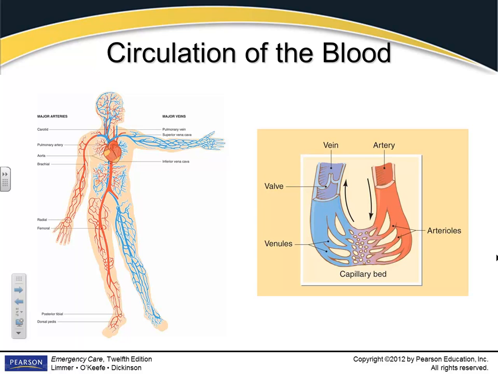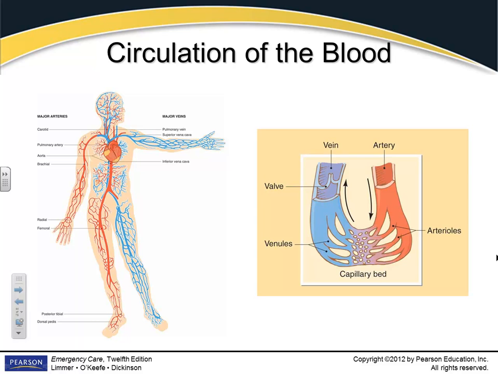So right here we've got the capillary beds, and that's where gas exchange occurs. What type of respiration occurs here? Yeah, internal respiration. Internal respiration is what occurs at the capillary beds. External respiration occurs where? In the lungs, at the alveoli. That's correct. So we got the veins.